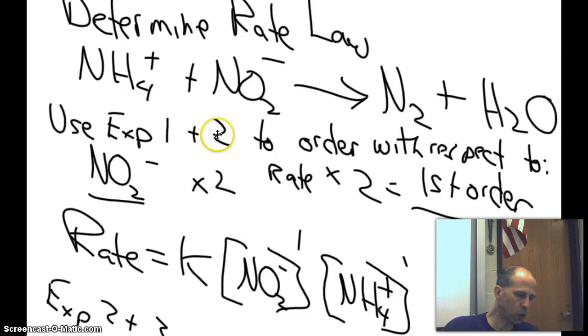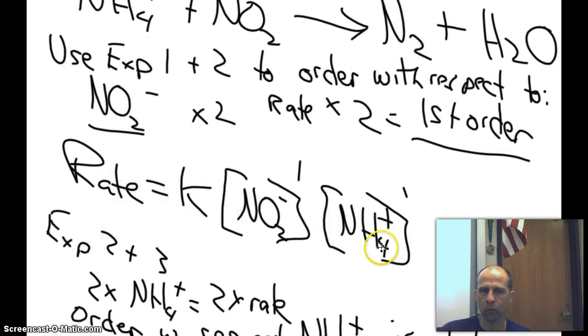Looking at experiment 1 and 2 together, you'll notice that they kept the NH4 plus at 0.1, but they did allow the NO2 negative, the nitrite ion, to be doubled. Here's what this simply means. That allows us to get the order with respect to the NO2 negative. You'll notice they doubled its concentration, went from 0.005 to 0.01. The rate went from 1.35 times 10 to the minus 7 to 2.7 times 10 to the minus 7. So the rate also doubled. Anytime you have a doubling causing a doubling effect, that's first order. So we would know that our rate law is always going to have rate equals k times whatever the chemicals are. We now can fill in this 1 on this power.